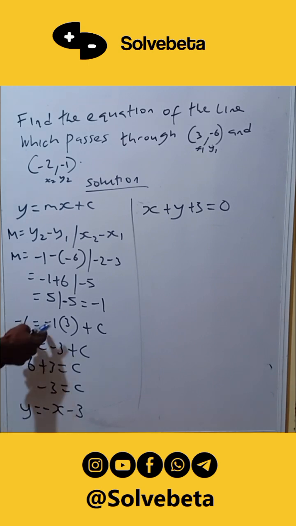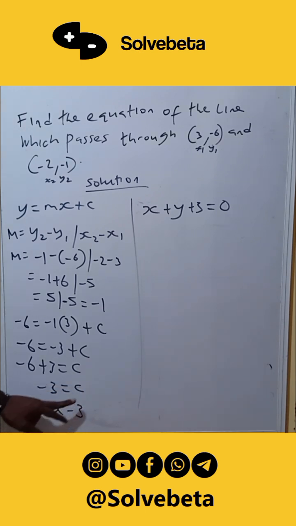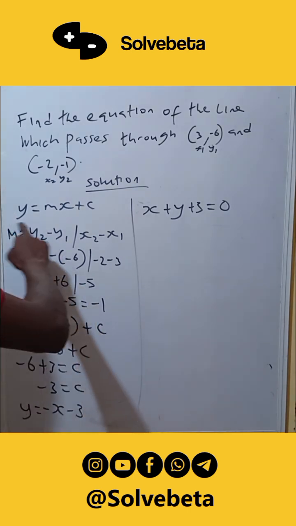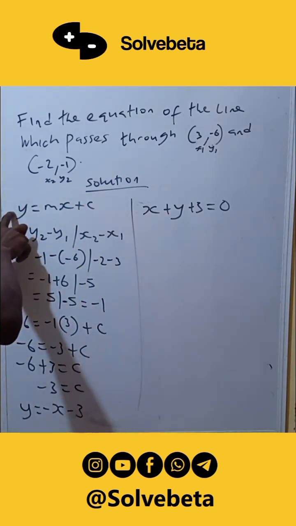So I haven't done that. Minus 1 times 3 is minus 3. When you bring this here, you have minus 6 plus 3, which is minus 3. So c, the intercept, is what? Minus 3.